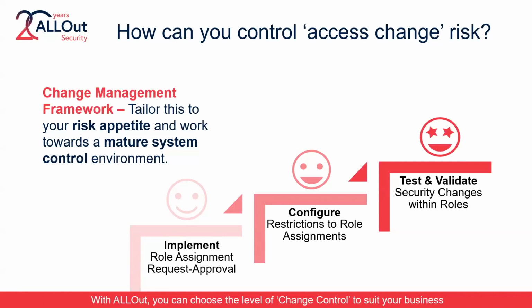Now, I'm sure we all remember with the recent CrowdStrike outage, we know how important testing changes can be before going live to help avoid business interruptions. So as you can see on the screen, with three main principles here: implement role assignment request and approval, configure restrictions to role assignments, test and validate security changes within roles. ALLOut can help with all of this.